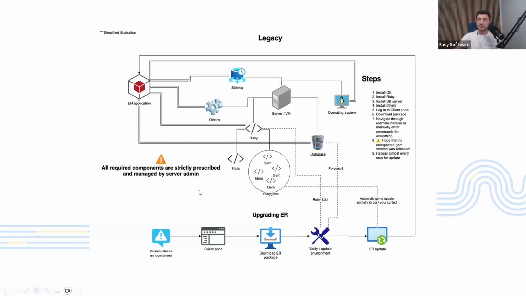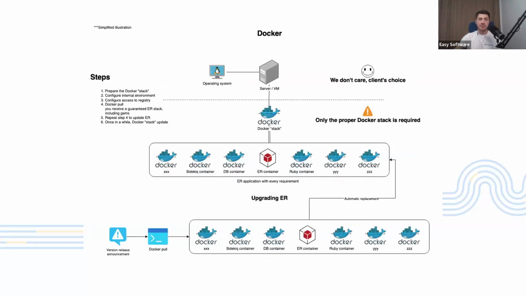The new approach, the Docker diagram: basic configuration, a Docker pull, and you get all components ready and compatible by default. Fewer steps, much smaller room for error, fewer wrinkles on your admin's faces, which is going to make everyone happy. The gems can't throw a wrench into the process. The operating system availability is miles ahead of the legacy process. Now the client has choices that don't directly corrupt their EasyRedMine installation.